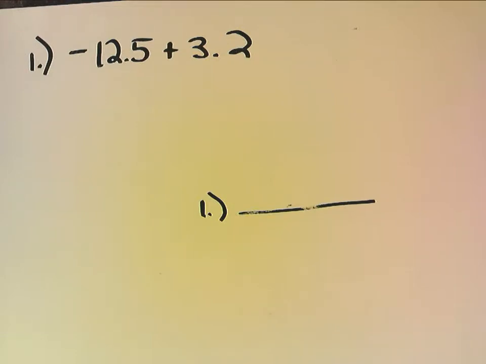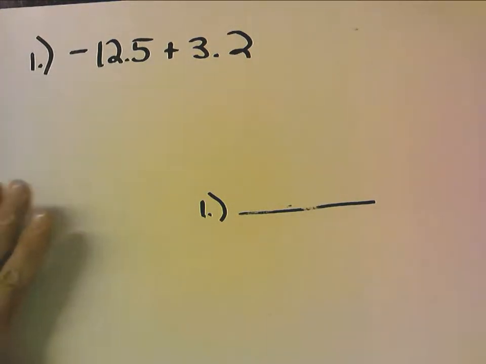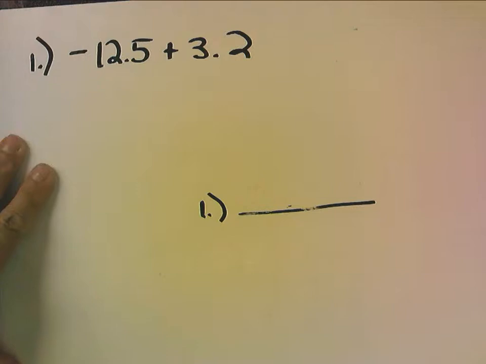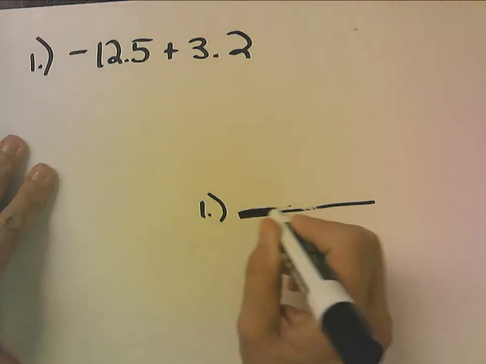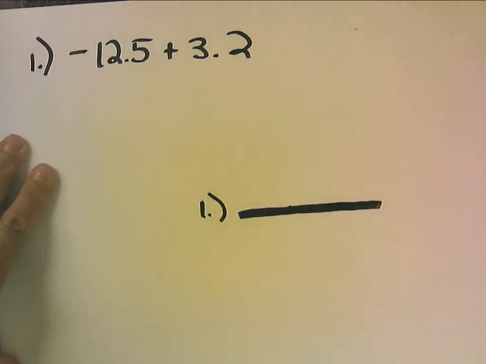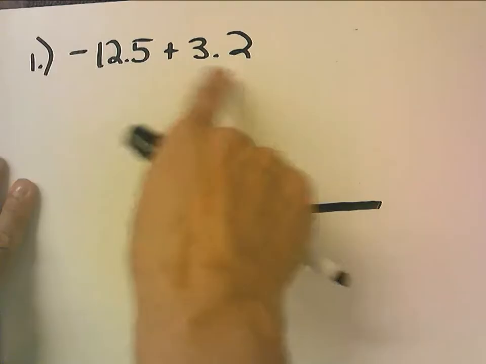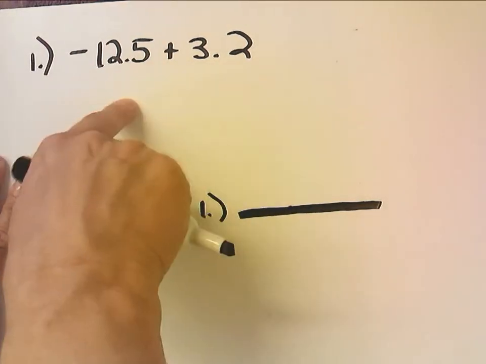Okay, so we're going to work on page 24. And number 1 says find the sum. Now, whenever you're dealing with decimals and fractions, I find a lot of students get confused. So what I want you to always do is estimate these as integers.